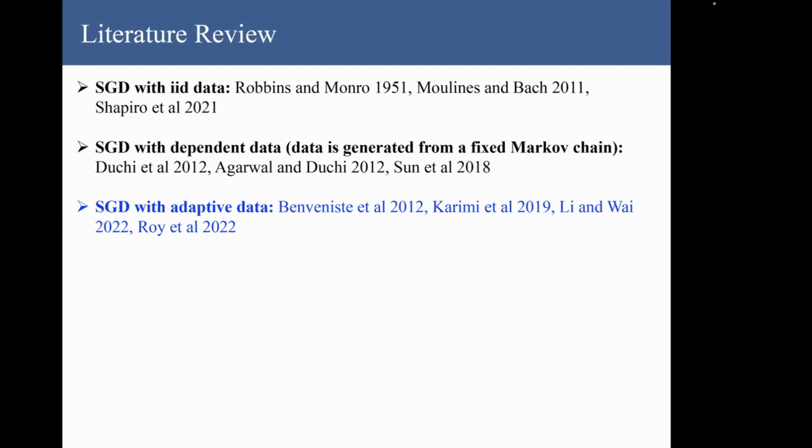The setting I'm considering, where the transition kernel of the Markov chain is also affected by my parameter theta, is known as SGD with adaptive data. And this has been studied in some previous work. The main difference between what we are getting here and this work is that our assumptions are different. And as I will explain later, I feel like our assumptions are more general, easy to check, and applicable to the type of applications that I'm interested in.